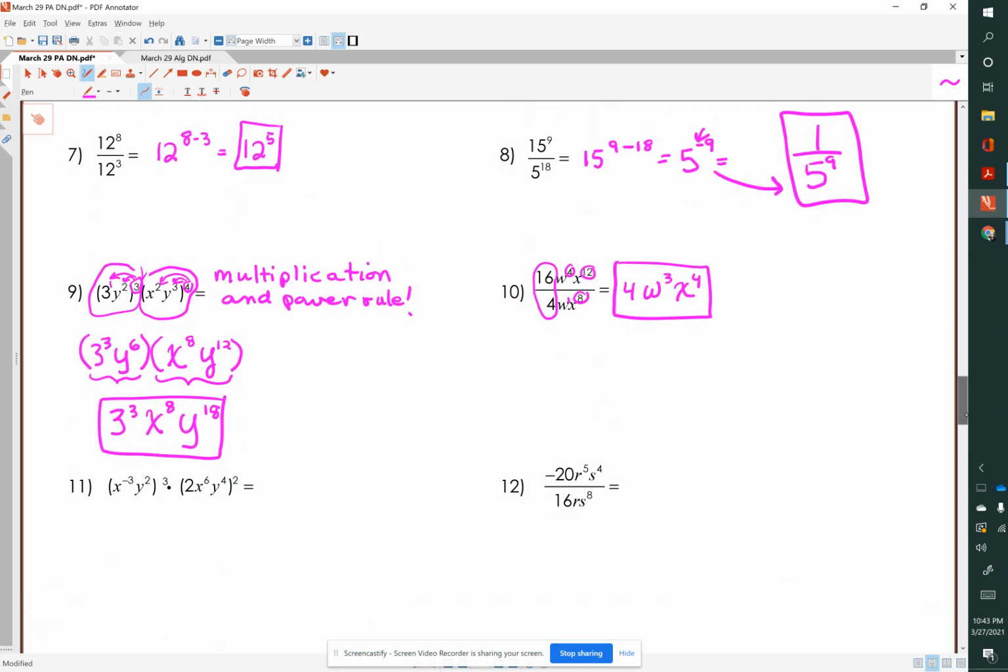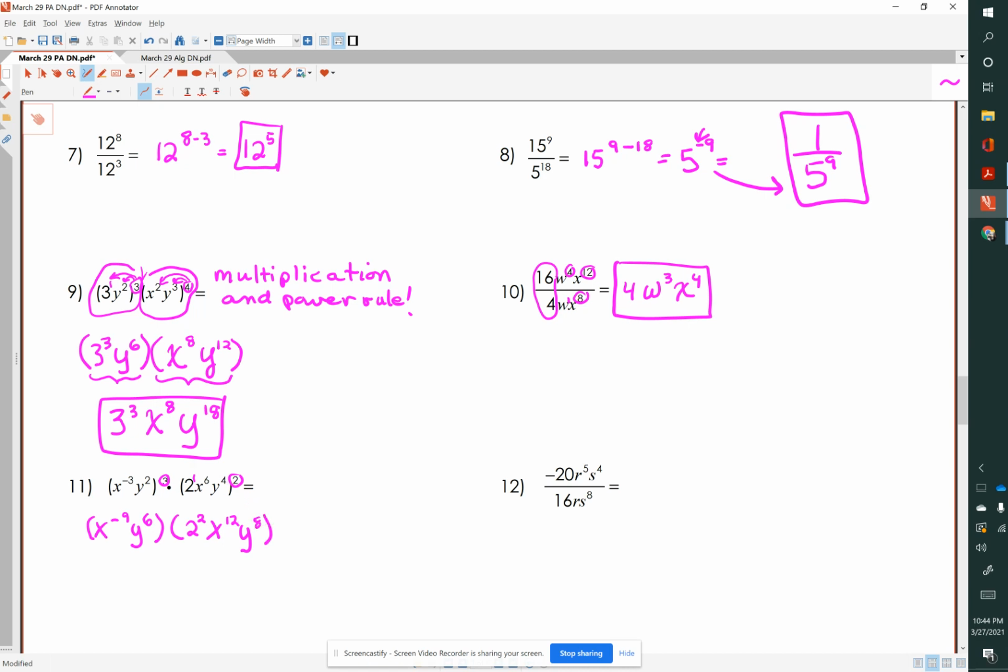Number 11. A little bit of work to do because we have multiplication and the power rule, right? So we have to deal with both of those. So let's start with x to the negative third times 3 is negative 9. Y, 2 times 3 is 6, times 2 to the second power, x, because it's 2 to the first power, times 2. X, 6 times 2, 12. Y, 4 times 2 is 8.